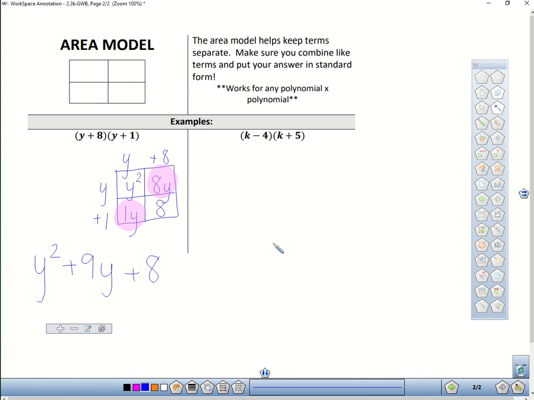So you can use FOIL or area model. I don't care, as long as you do it correctly and you do it yourself. That's fine. So that's how you use the area model.